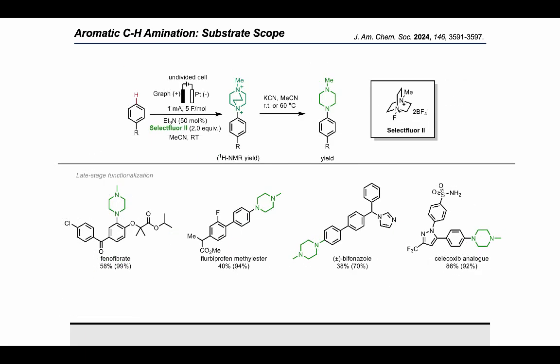The application of this methodology for late-stage functionalization of various pharmaceuticals was also explored, and we are pleased to see the highly efficient and selective amination of multi-aromatic and complex pharmaceuticals including fenofibrate, flurbiprofen methyl ester, bifonazole, and a celecoxib derivative.